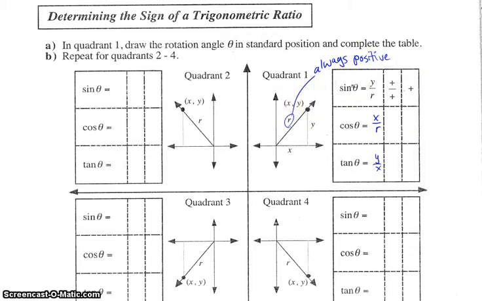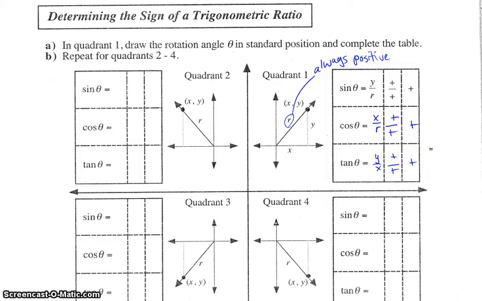So when you're thinking about what sign the trig function would be, just worry about x and y really. So cosine in this quadrant, x is positive, r is always positive, so that turns into positive. Tan, y over x. Well, y is positive, x is positive, so positive over positive would give you positive.